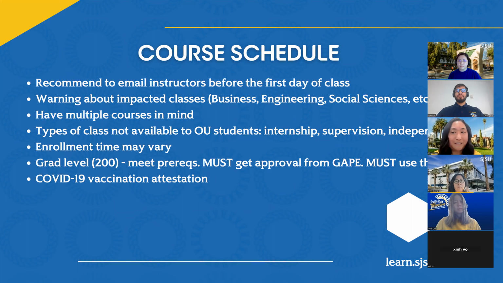So the types of courses that are not available to Open University students are internship courses, supervision courses, which is like lab research with a professor that's not a part of any kind of curriculum, and independent study courses.